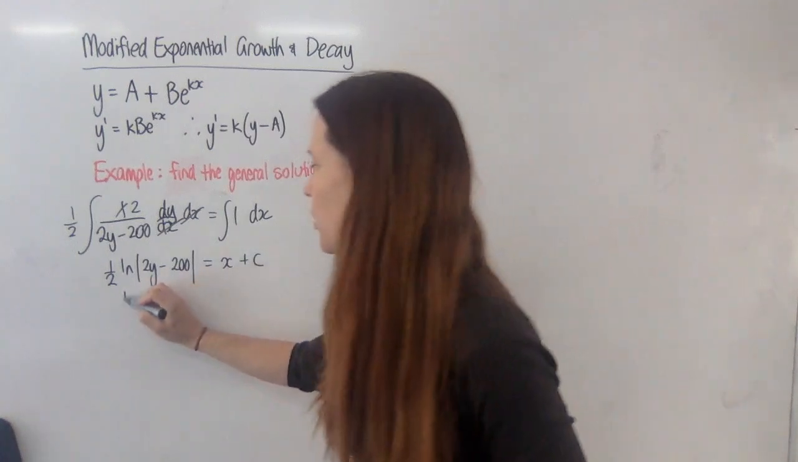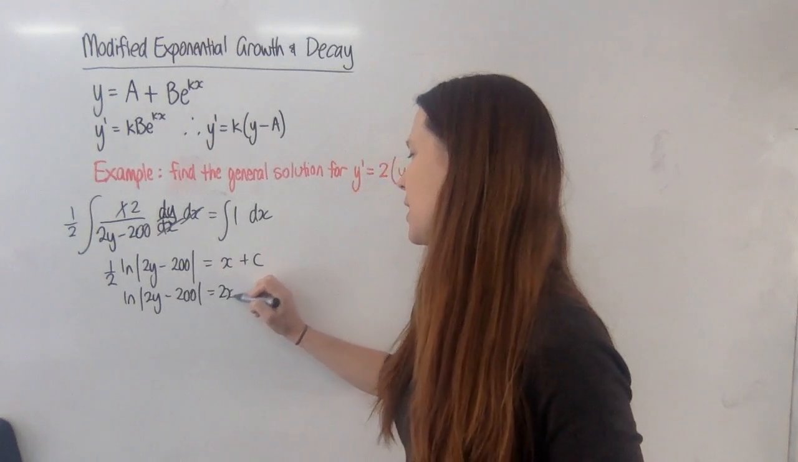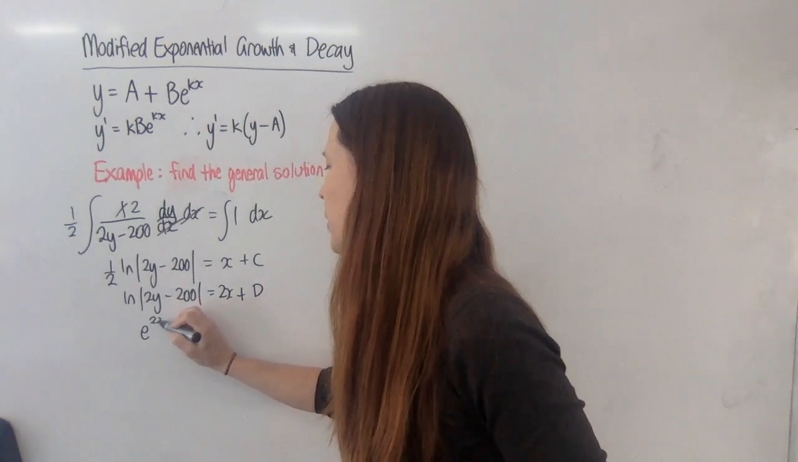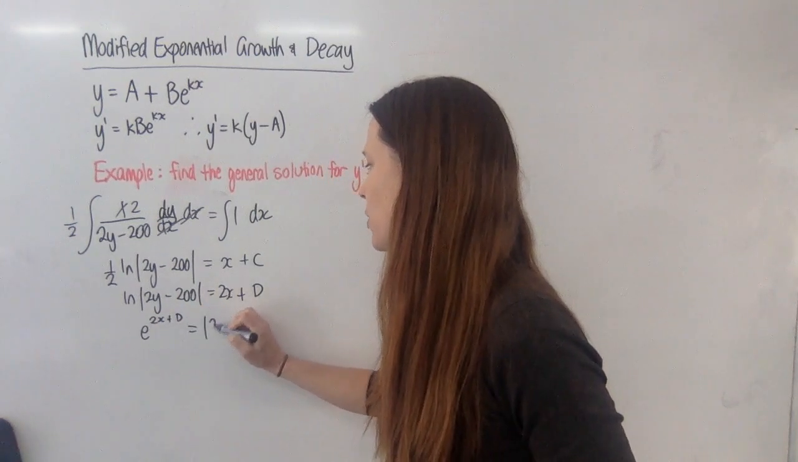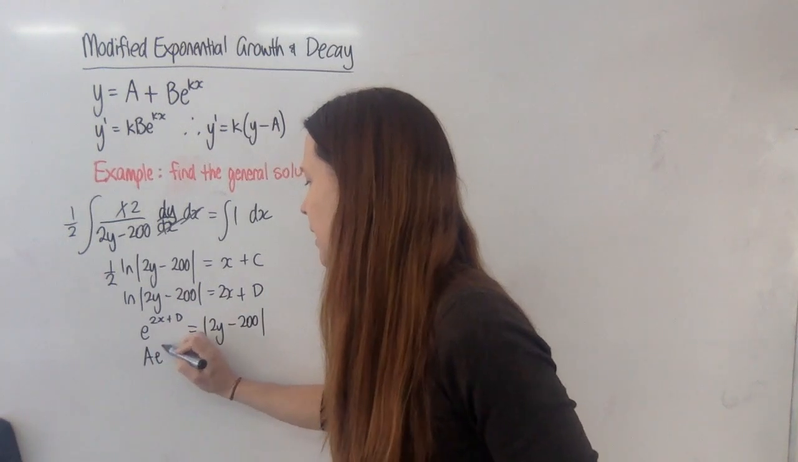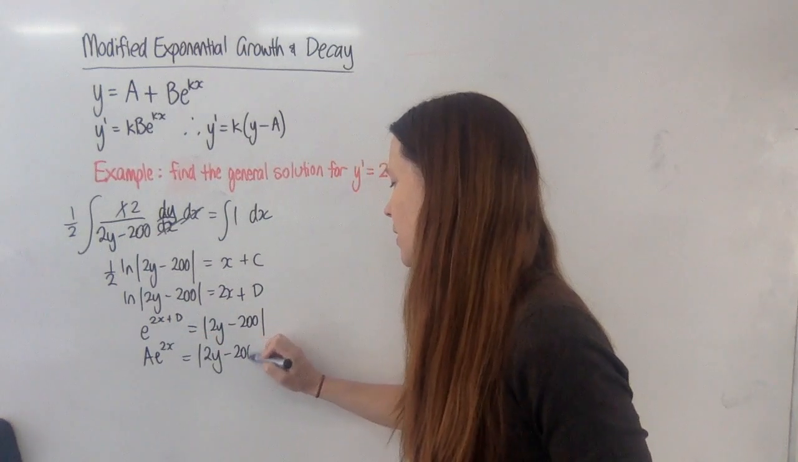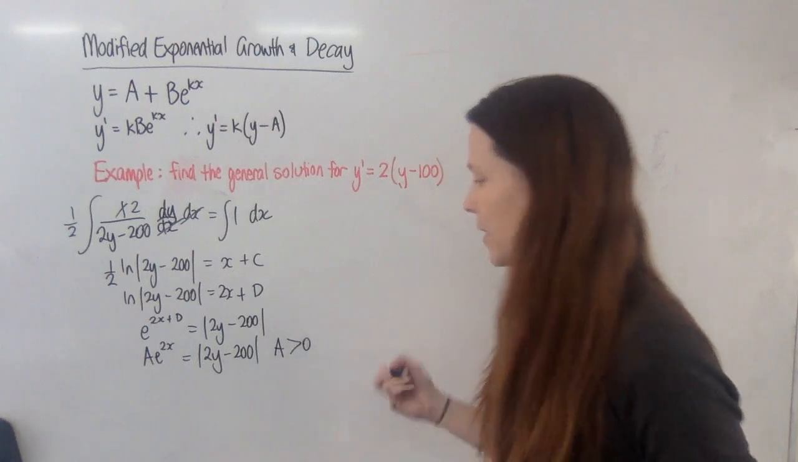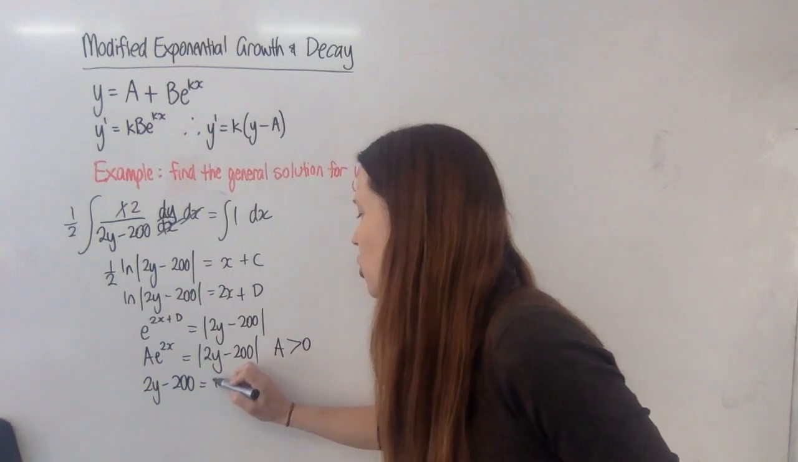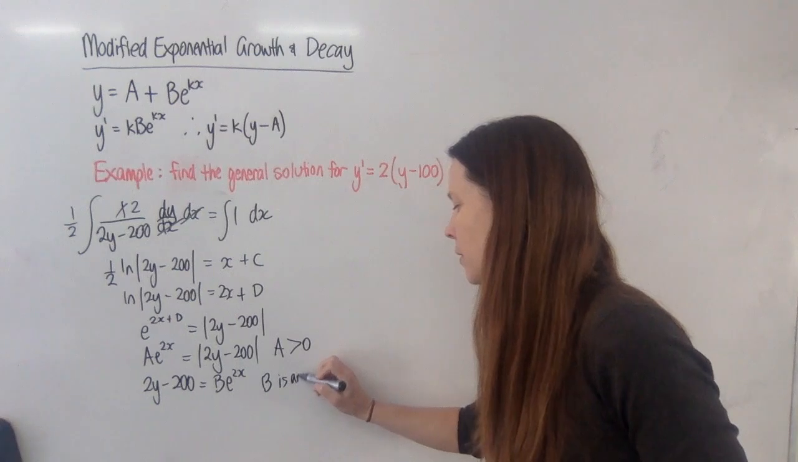And tidying this up, I need to multiply both sides by 2, which gives me a 2x over here, and the constant has now changed. Let's call it d. So e to the power of 2x plus d is equal to the absolute value of 2y minus 200. So I've got a e to the 2x is equal to 2y minus 200, still in the absolute value brackets because we're acknowledging that a is greater than 0. So now when we drop those brackets and say 2y minus 200, we can change the constant and acknowledge that b is any real number.